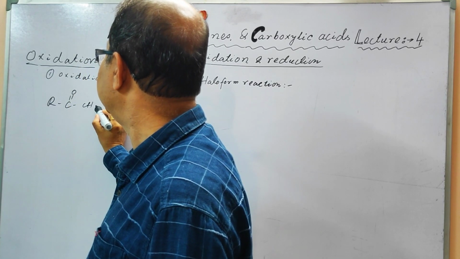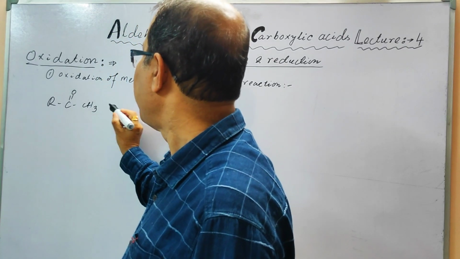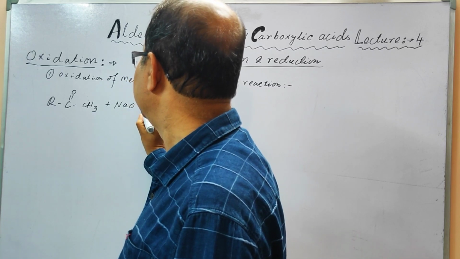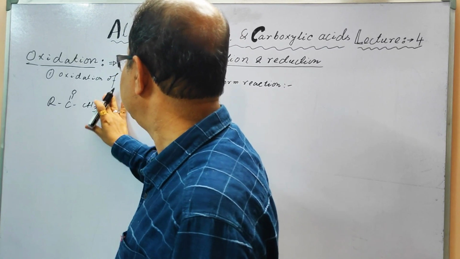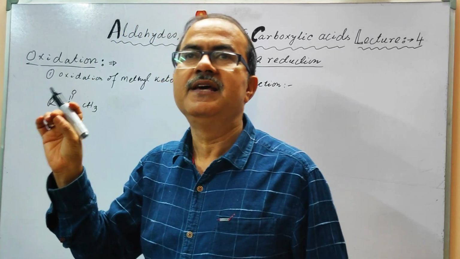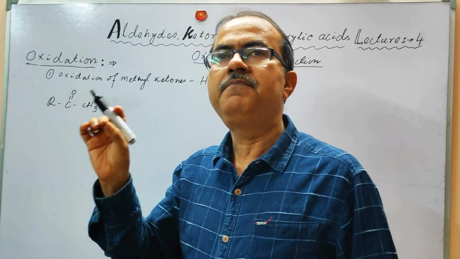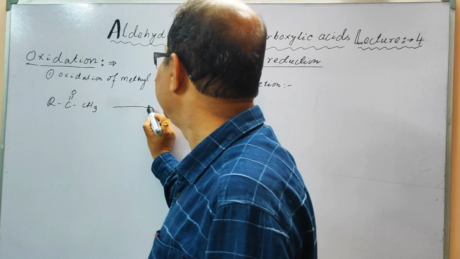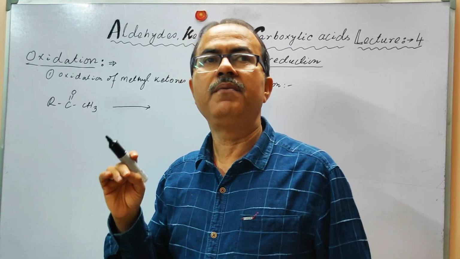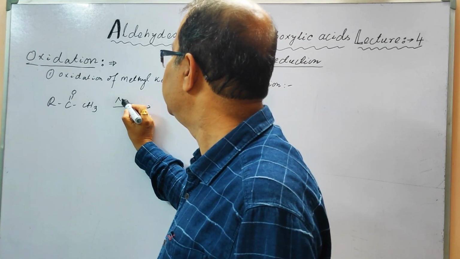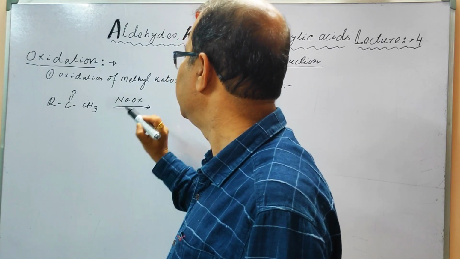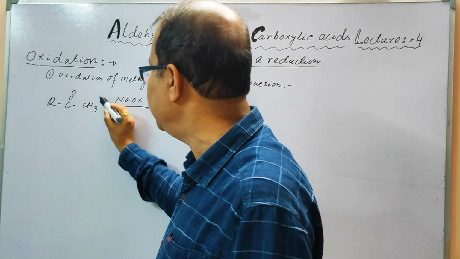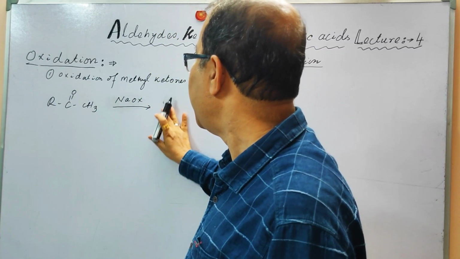So we understand it. This is a methyl ketone, and this is reacted in presence of excess halogen in the presence of an alkali, and it is going to create sodium hypohalite. Suppose this is NaOX. So what is going to be produced here? This methyl has been transformed into the halo form.